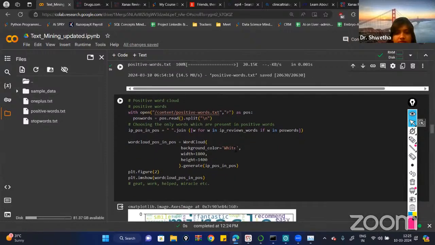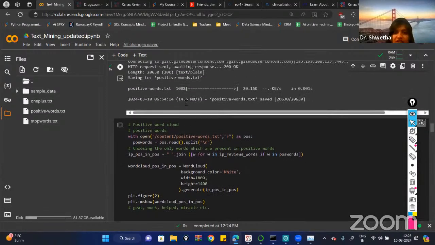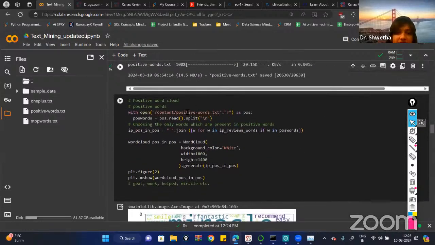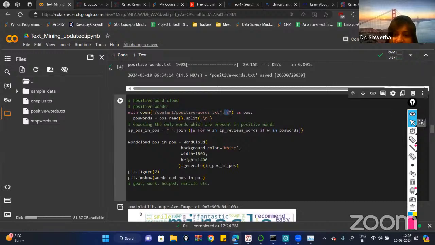Now, we are taking the positive words document from GitHub and then opening the document. With open, we'll open the document positive words, and then read it as pos. Positive.read.split, reading that and splitting that. Next, we are writing a line of code wherein we are choosing only the positive words which are present in the positive words document.